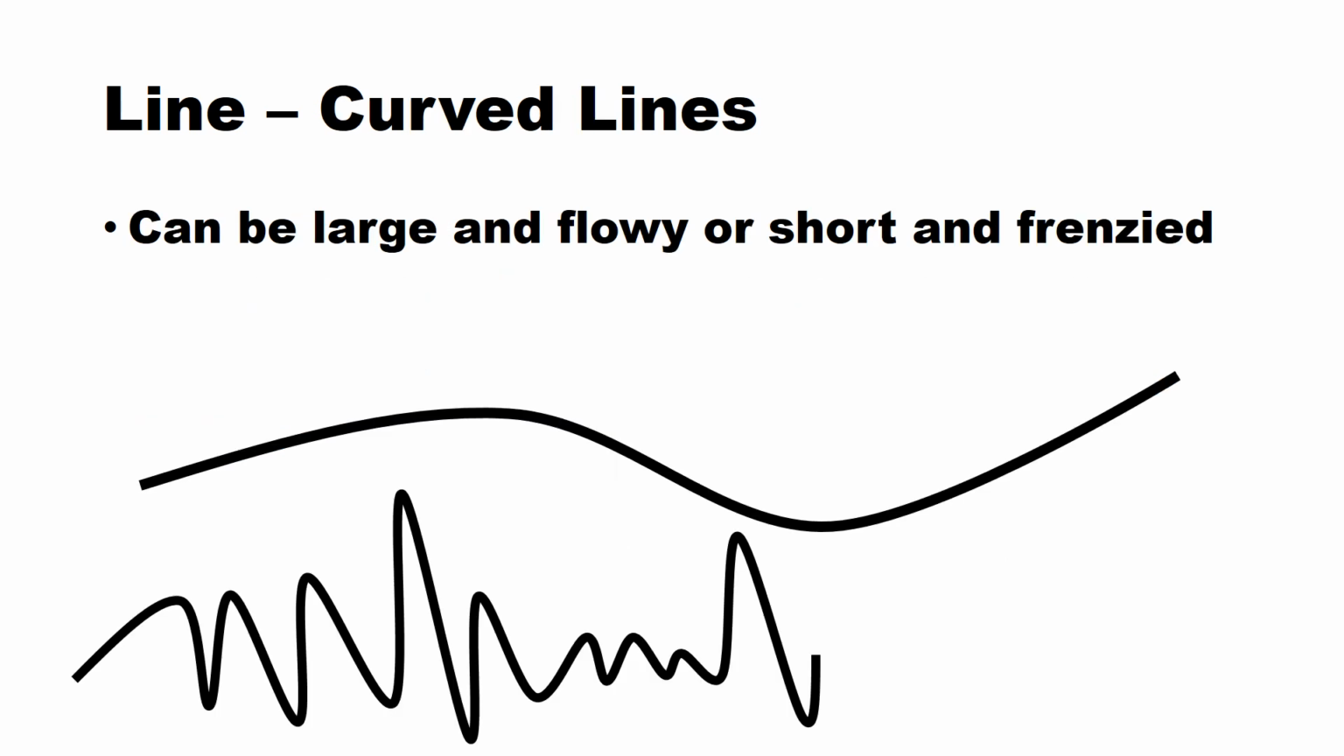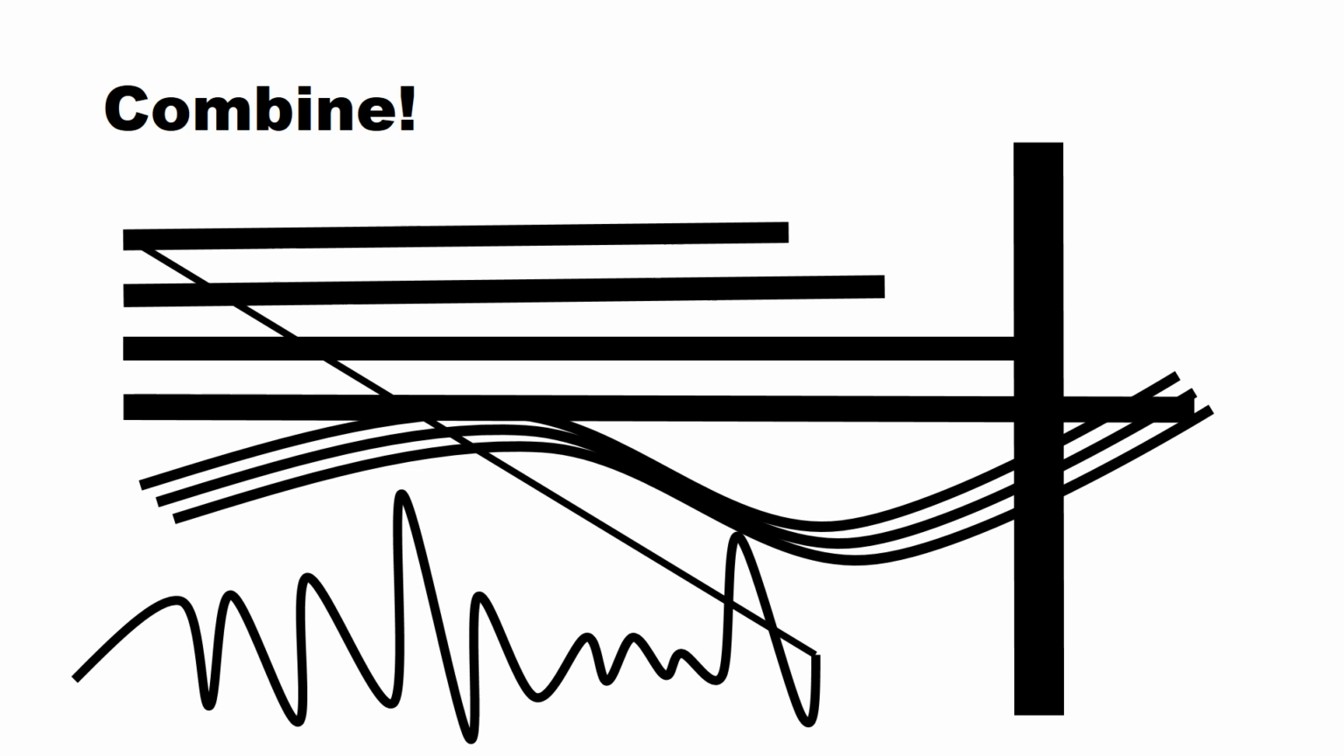Next, we have curved lines. And a lot of times with these, once again, people often get confused because they're like, well, lines aren't supposed to be curved. But from this standpoint, curved lines can exist. They can be very large and flowy, as we see on the top. However, in the shorter and frenzied lines we have below, the curves are very, very quick and they're wild and crazy. And as you see, both of these create a different sense of energy. And once again, you can combine these different lines to create different sorts of designs.